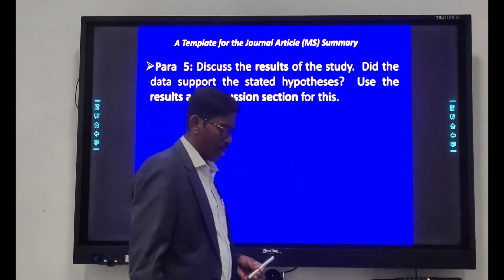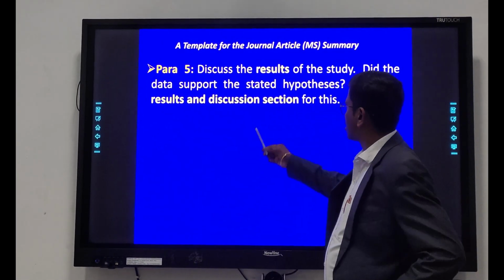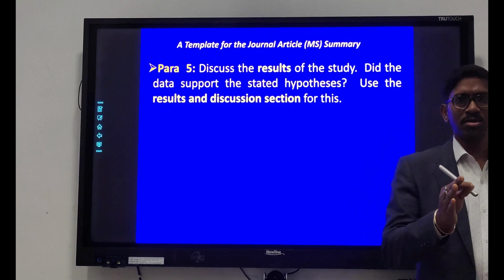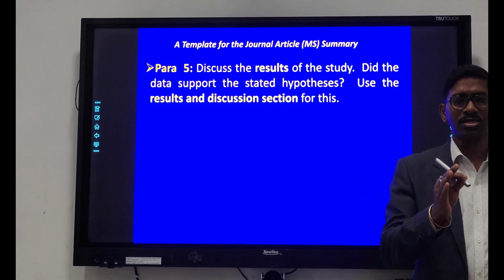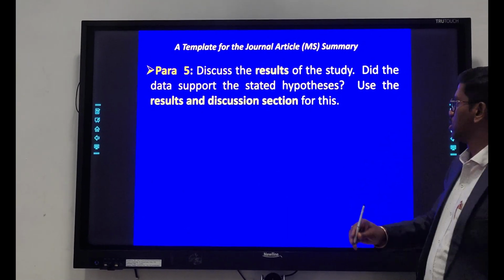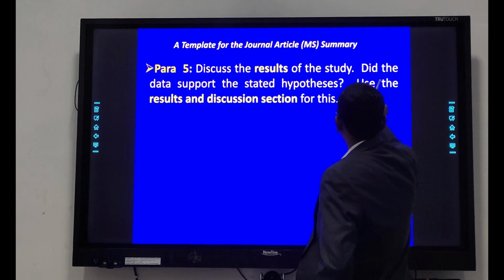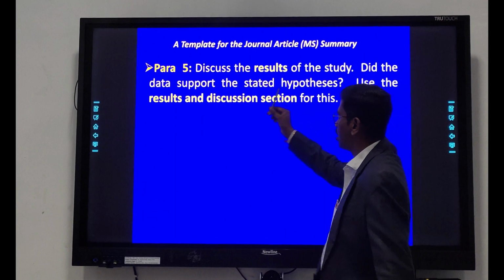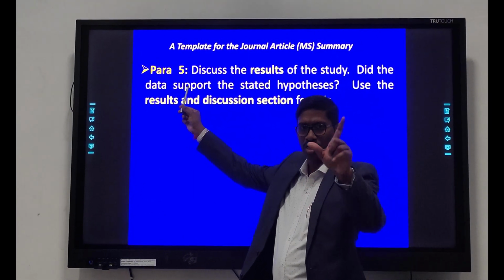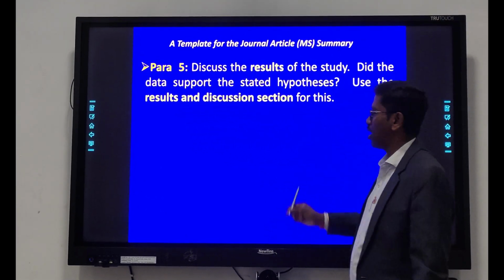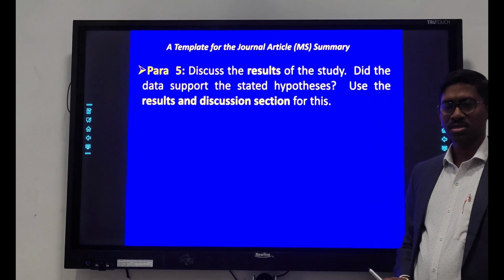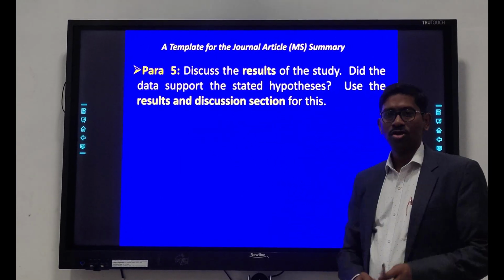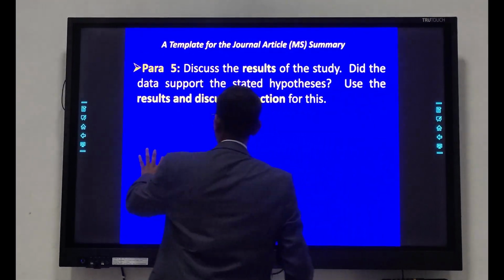In the case of paragraph 4, try to discuss the result of the study. You must be very specific when writing the results of your observations. And try to give the answer to this question: does the data you have generated and collected support the stated hypothesis? Use the results in the discussion section for this.